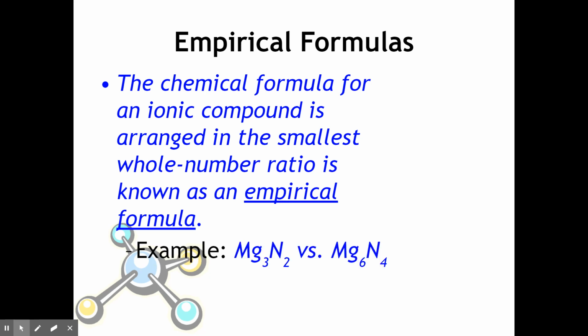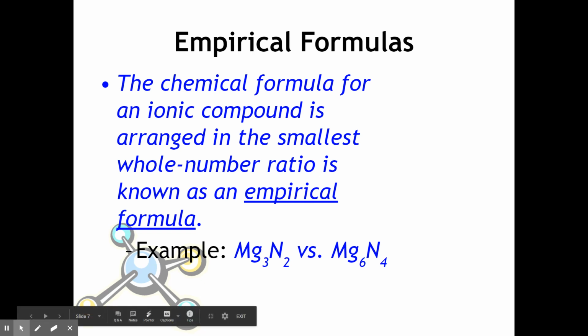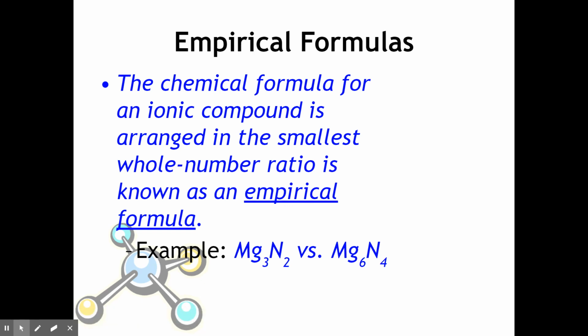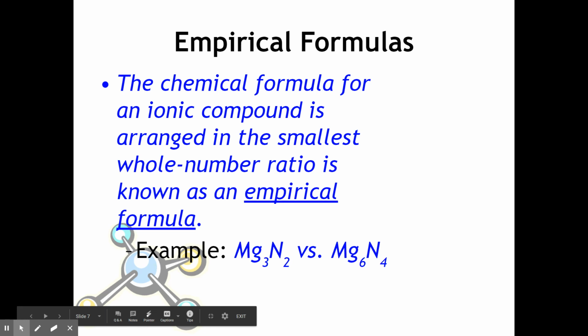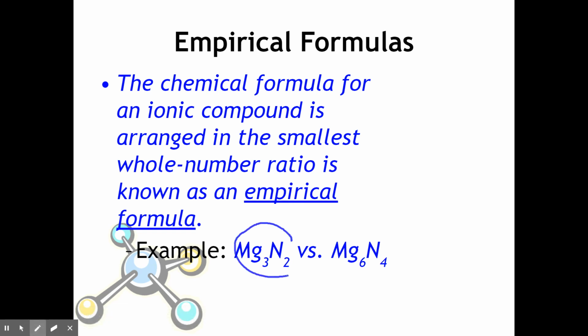An example would be if we had magnesium 6, nitrogen 4, we could obviously simplify that to Mg3N2. So the empirical formula here is Mg3N2 because it's the simplest that you could possibly get.